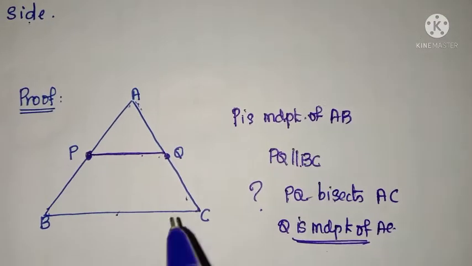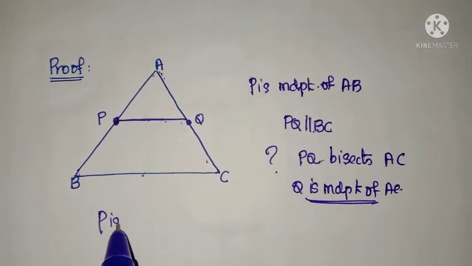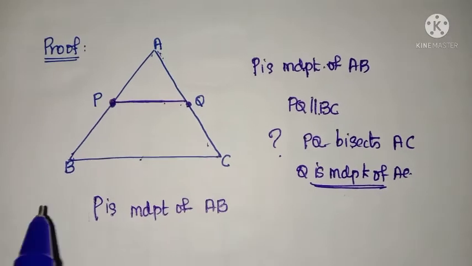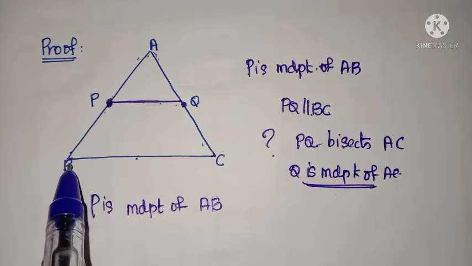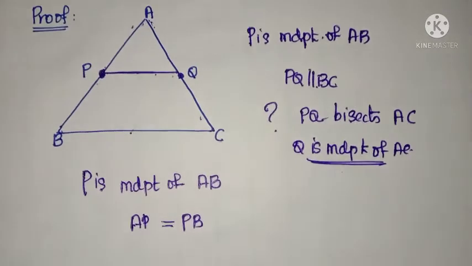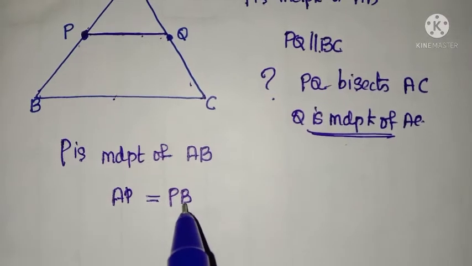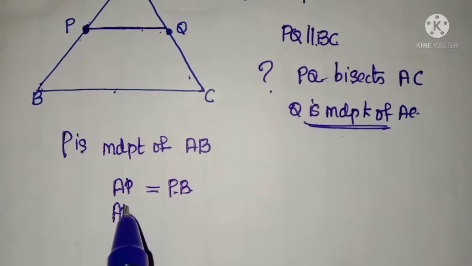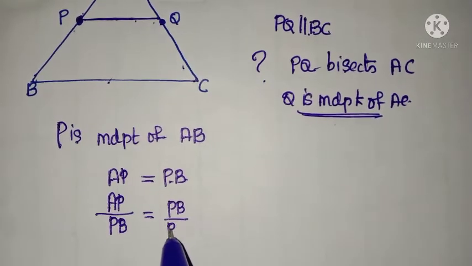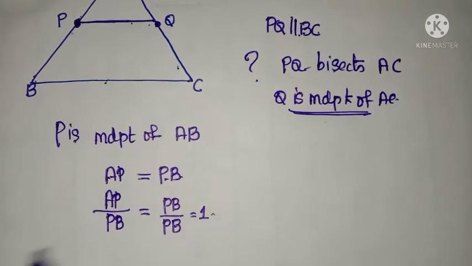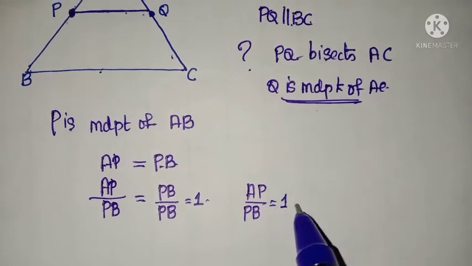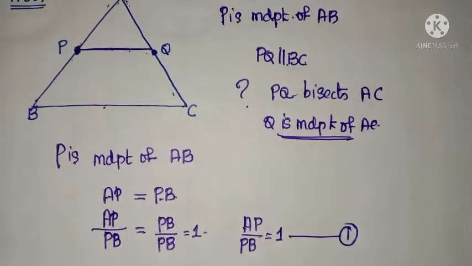So let's start from here. P is the midpoint of AB. So listen children, P is the midpoint of AB means AP and PB, these two parts, are equal. AP is equal to PB. In the next step, we divide throughout by PB. So AP by PB is equal to PB by PB, equal to 1. Or AP by PB is equal to 1. Put it as equation number 1.